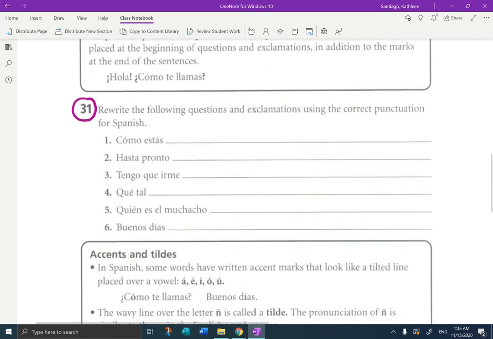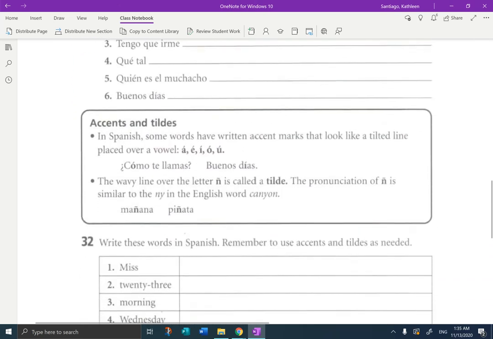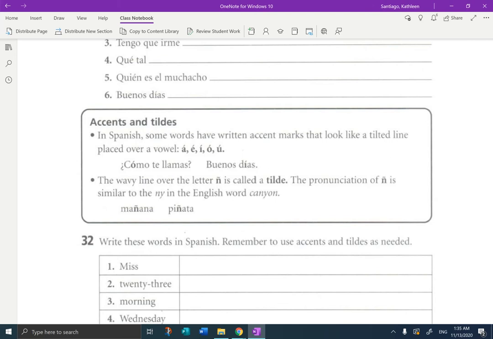Then the second part is accents and tildes. I'm reading you the notes. In Spanish, some words have a written accent mark that looks like a tilted line placed over the vowels. Again, the tilted line in Spanish is up and to the right. So we have A, E, O, U, all with accents. ¿Cómo te llamas? Buenos días. Those are your accents, right? Over the O and then over the I in días, which means what's your name? Good day or good morning.